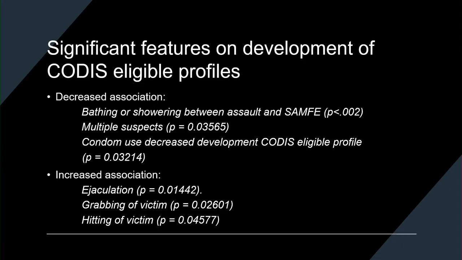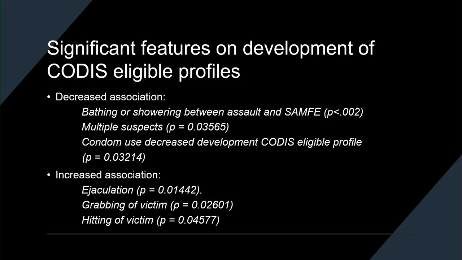A significant feature on development of a CODIS-eligible profile, not a huge surprise, is bathing or showering. That also is statistically significant for females. We find that of females that bathed or showered, 21% develop a CODIS-eligible profile. If they don't bathe or shower, it's 42%.